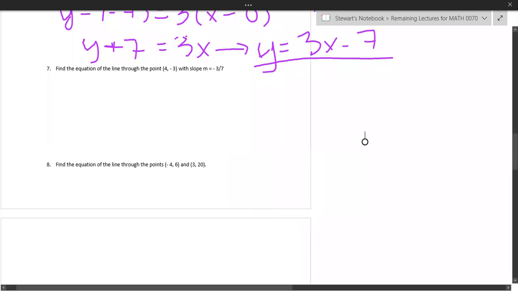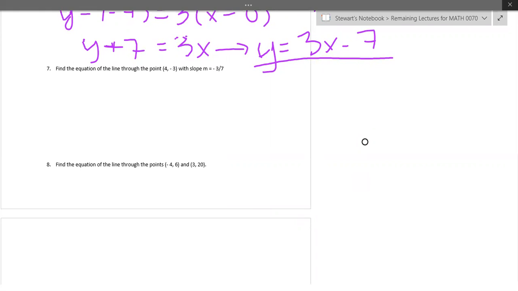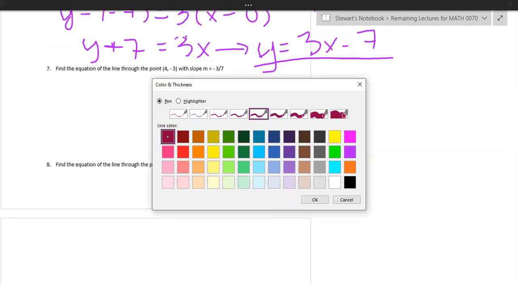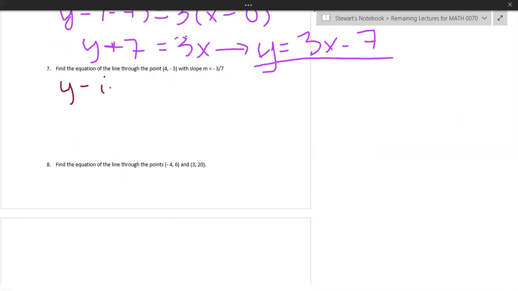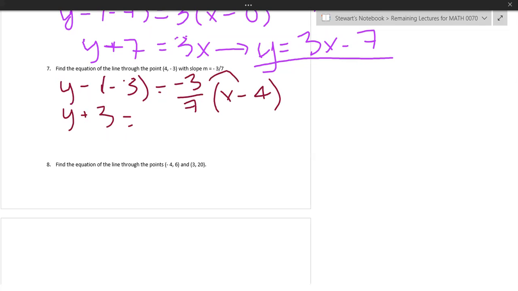Same type of idea here. We have a slope and a point, so we want to use point slope form. So we have y the variable minus y1, which is minus a -3, equals -3/7, because that's our slope, times the quantity x minus x1, which is 4. So then we have y plus 3. We're going to distribute this -3/7.